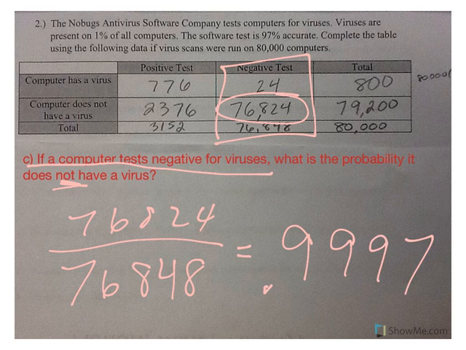And we get 0.9997. This one I took out 4 places because if you only take it out 3, the probability is 1. And it can't have a probability of 1 because these are not the same. Top and bottom have to be the same if you want to have a probability of 1.